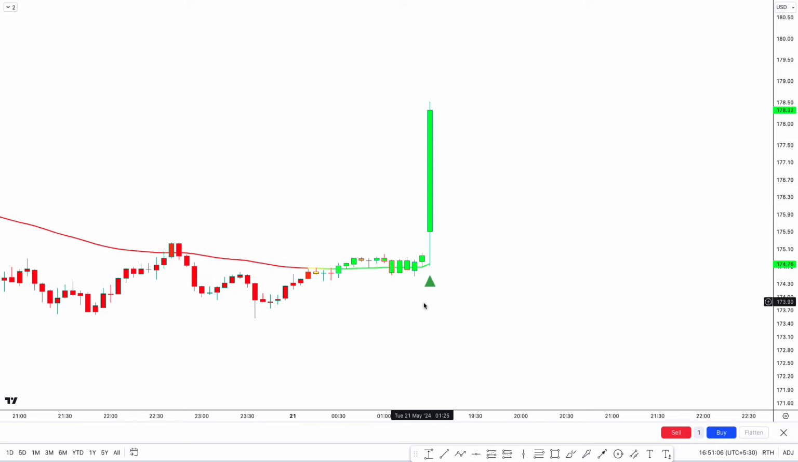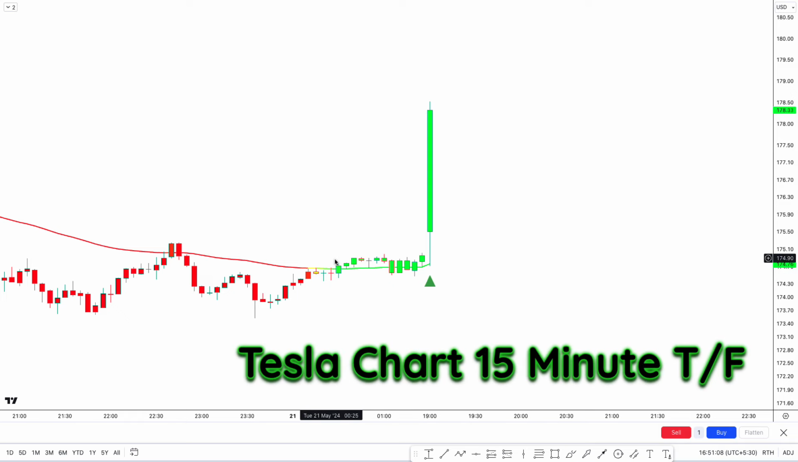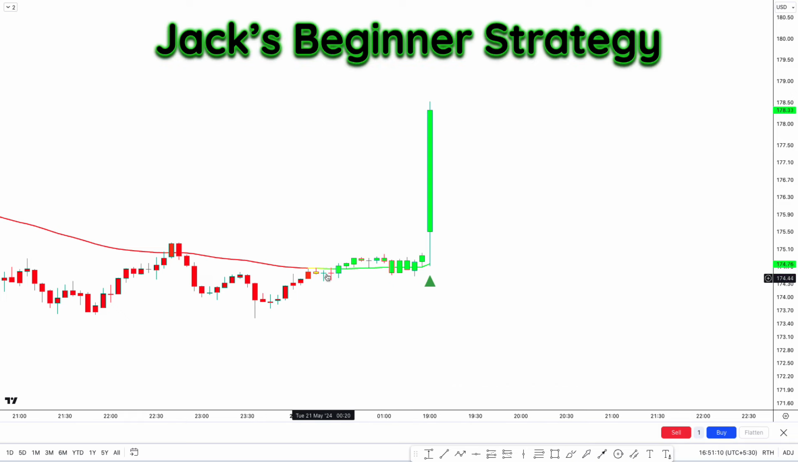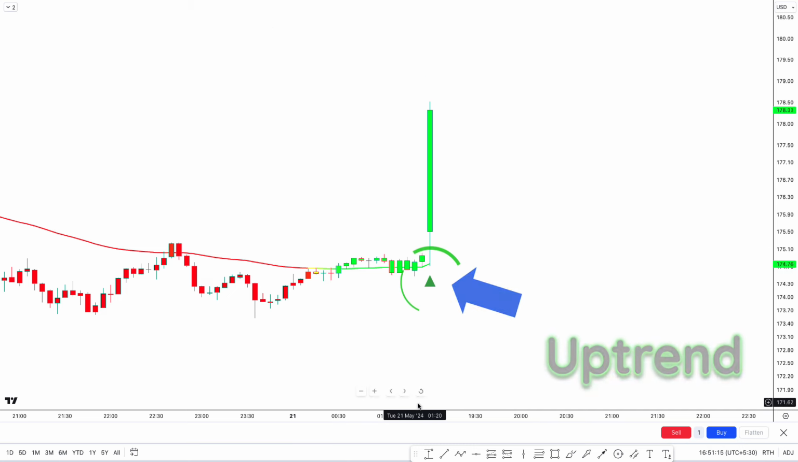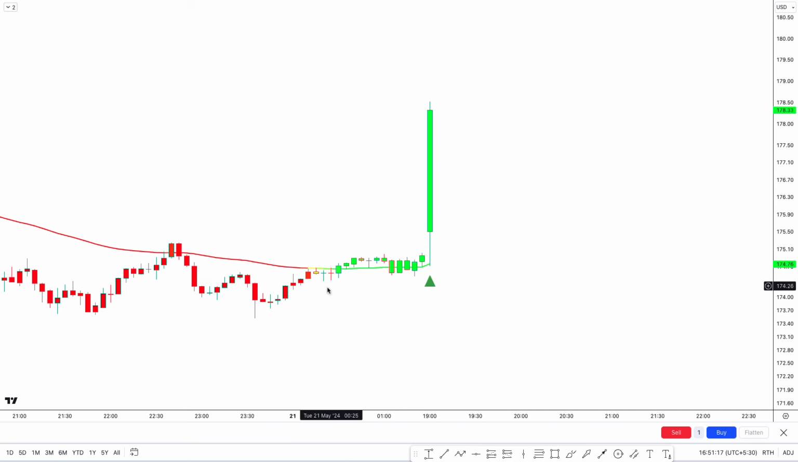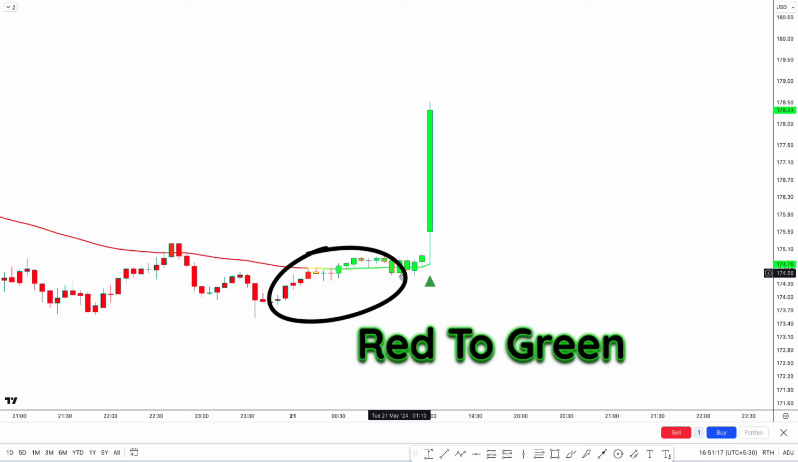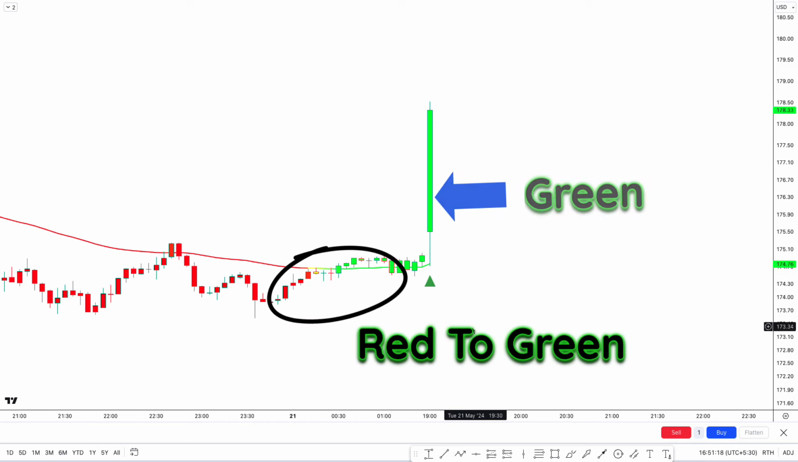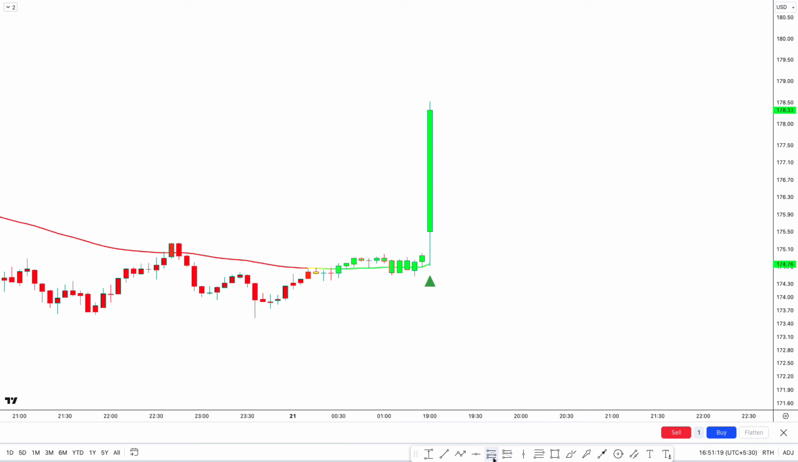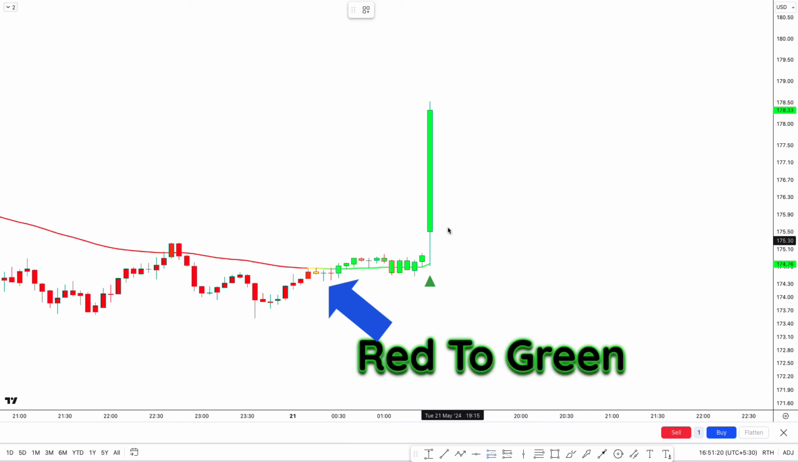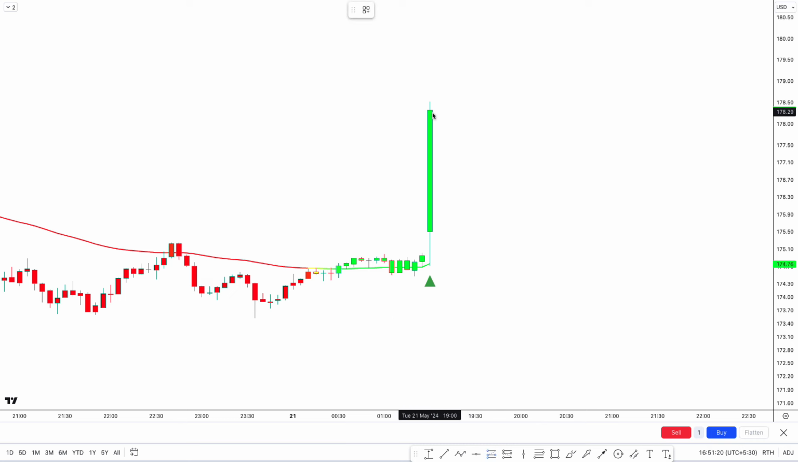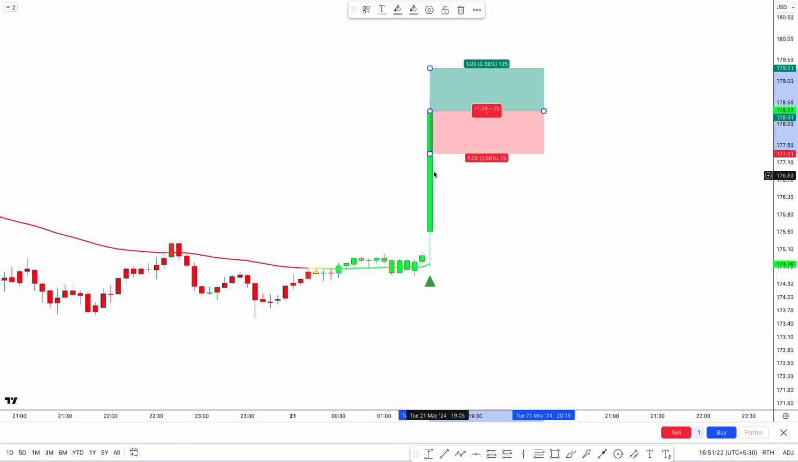Now we will see a buy trade on the Tesla chart, 15-minute time frame. First look at the Jack's Beginner Strategy indicator gives a buy signal and it is an uptrend in the short term. Now if we look at the second indicator, the color of the MA line is red to green and the color of candles is also green. And for last confirmation, there should be a candle turning from red to green here. If this condition is fulfilled, then we will place a buy order.